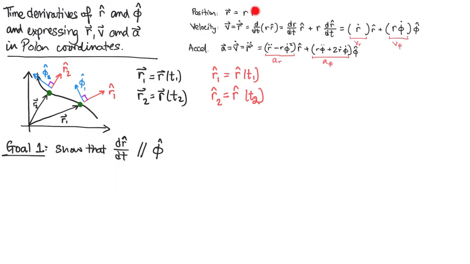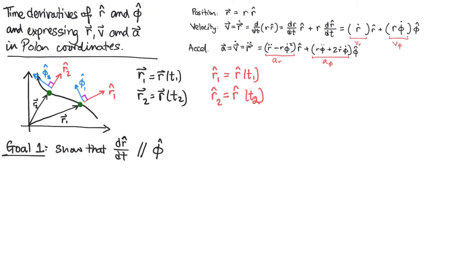Okay, so I'm going to make some space here. I moved our position, velocity, acceleration up there. And now I'm going to start with goal number 1, which is to show that the time derivative of r hat is parallel to the phi hat direction. In other words, the direction in which r hat is changing is the phi hat direction. And that's going to come into play when we replace dr hat dt with the phi hat term.